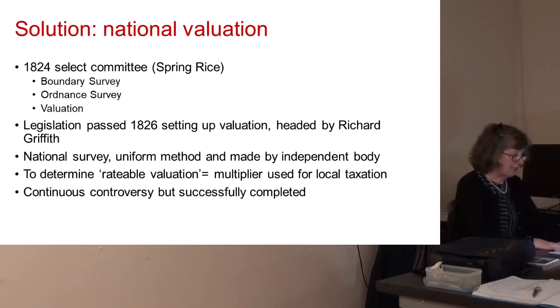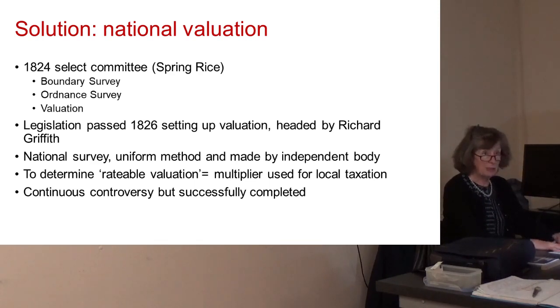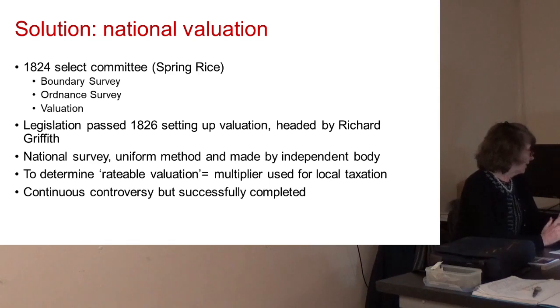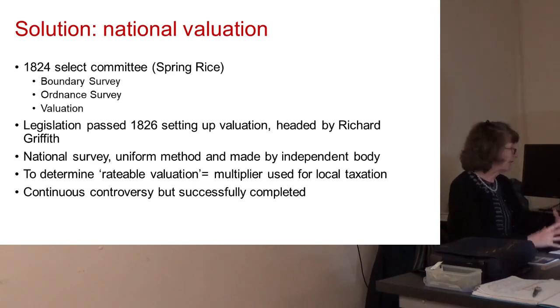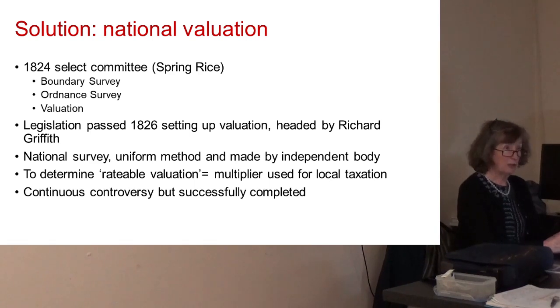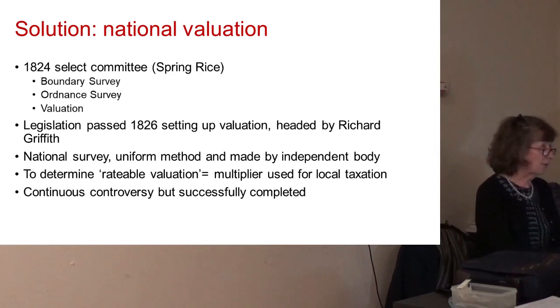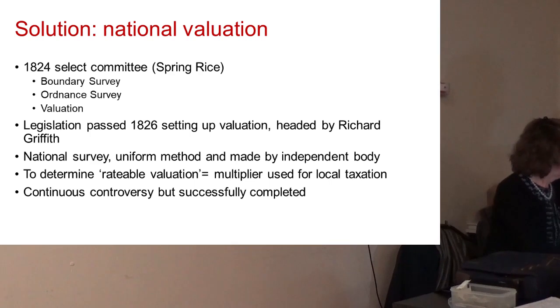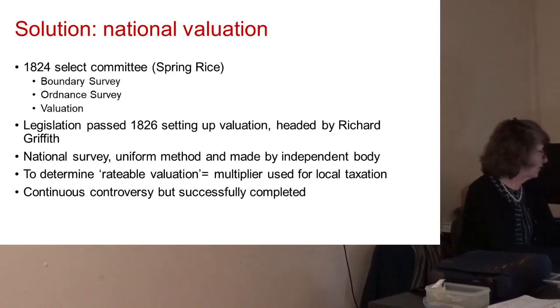And he was given more or less a free hand with what he was to do. He was given very vague instructions. He was to value every piece of land in the country. And he developed the method, he developed the valuation as it became. His instructions were to make a national survey by a uniform method, and it was going to be done by an independent body. The independent body was really an effort to keep the grand juries out of this and to stop local interference. It was an effort to make the whole thing transparent, if you want to use a modern word. And the objective was to determine the rateable valuation, which was going to be the multiplier.